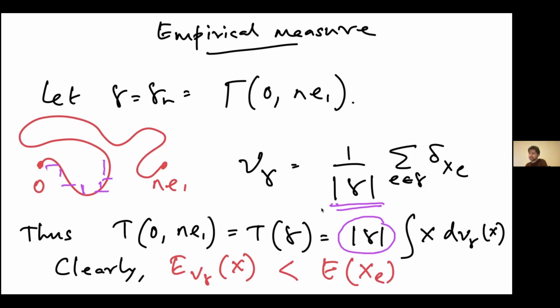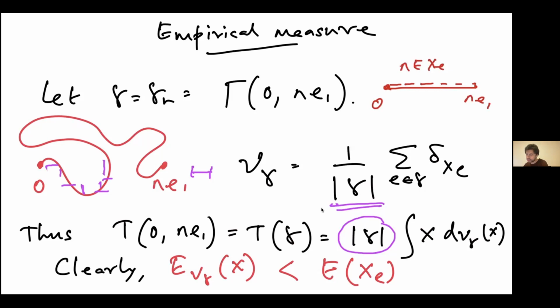Also, it's not hard to see that because this path is length minimizing, the speed is going to be smaller than the expectation of an individual edge, right? Because clearly the straight line is itself a candidate path. You go from 0 to nE1 along the straight line, and each of these edges is IID. So the length would roughly be, by the law of large numbers, n times the expectation of X_e for any edge, because these are all IID. And the geodesic itself is actually the best path.